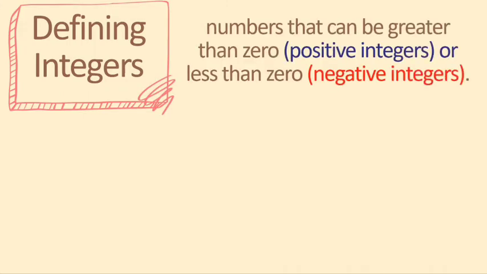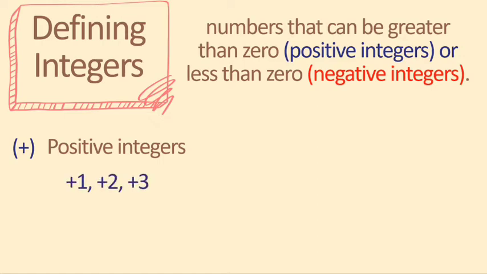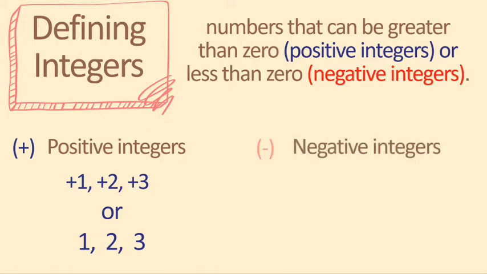Let us define integers. These are numbers that can be greater than 0, the positive integers, or less than 0, the negative integers. First, let's have the positive integers. We use the plus symbol for the positive integers, like positive 1, positive 2, positive 3, or we just simply write the number itself, like 1, 2, 3. And for the negative integers, we use the symbol minus, or we call it negative, like negative 1, negative 2, and negative 3. So these are what we call the integers.